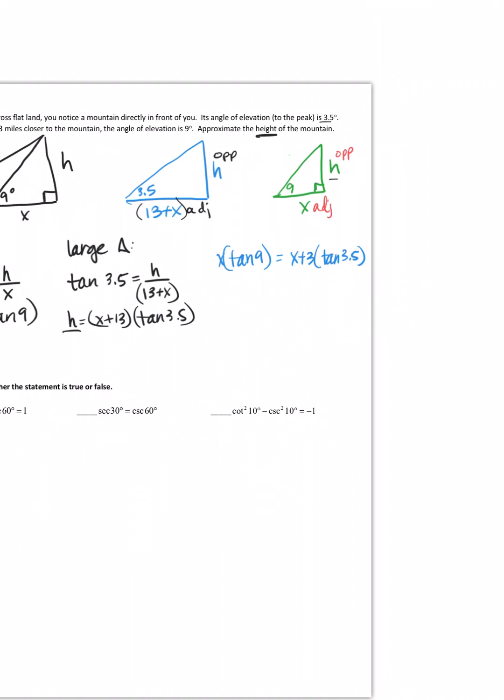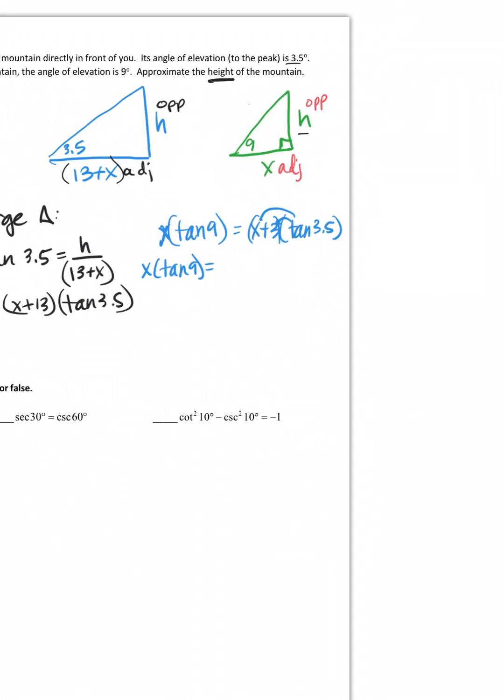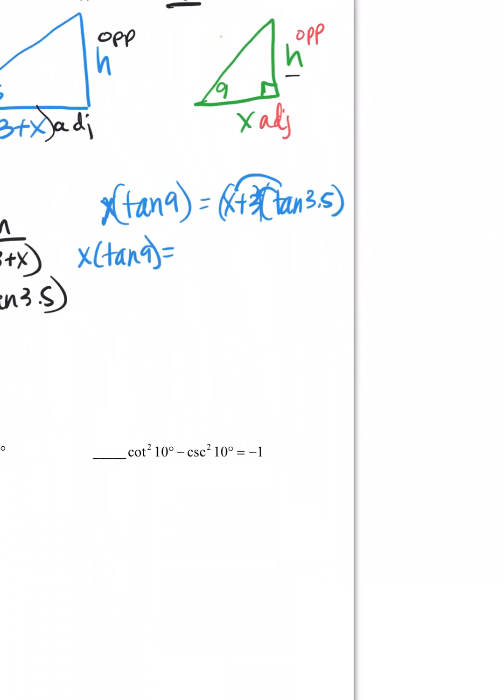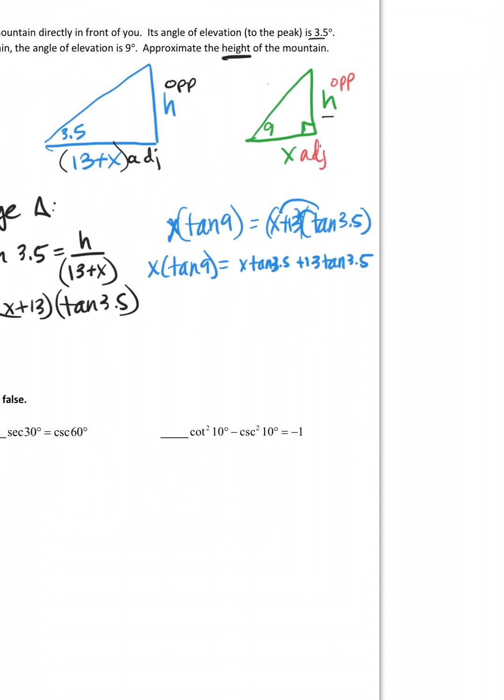All right, so now, before we go too far, let's explore what we need to do. We need to distribute this tangent over here because it's a binomial, right? So what's going to happen? I have x times the tangent of 9 equals, I'm going to zoom in so I can write it clearly, x times the tangent of 3.5 plus 13 times the tangent of 3.5. That's a 13, I'm sorry.